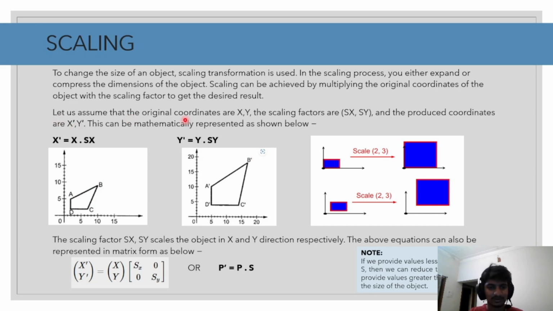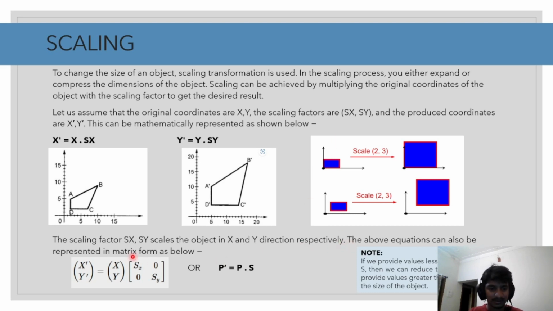Let us assume that the original coordinates are x, y. The scaling factors are sx, sy, and the produced coordinates are x dash, y dash. This can be mathematically represented as shown below. That is, x dash is equal to x dot sx, y dash is equal to y dot sy. So sx and sy are scaling factors for x-axis and y-axis.